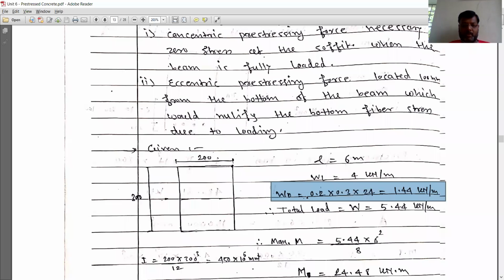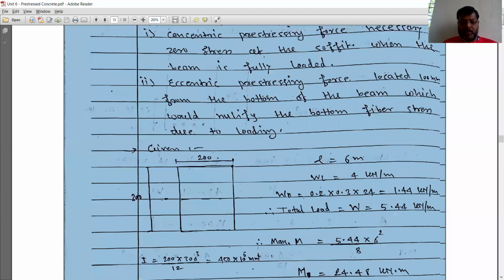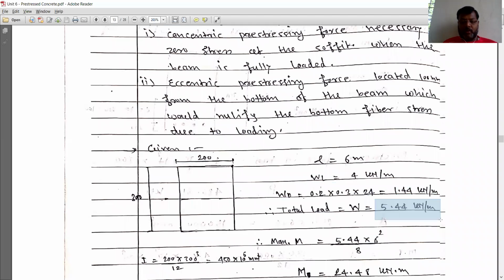So dead load of beam will be equal to width of beam into depth of beam into unit weight of concrete. That is 0.2 by 0.3 into 24. So you will get the dead load of beam as 1.44 kilonewton per meter. So the total load acting on the beam in the form of UDL will be equal to 4 plus 1.44. That will be equal to 5.44 kilonewton per meter. So this is the total UDL acting on the beam.